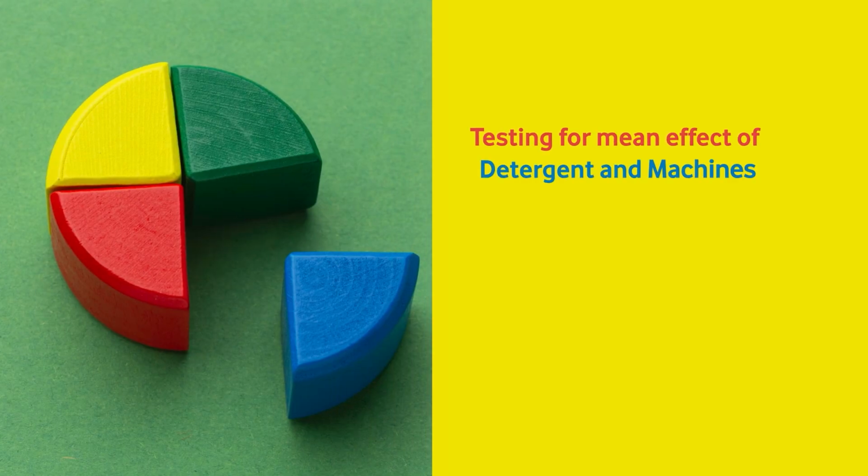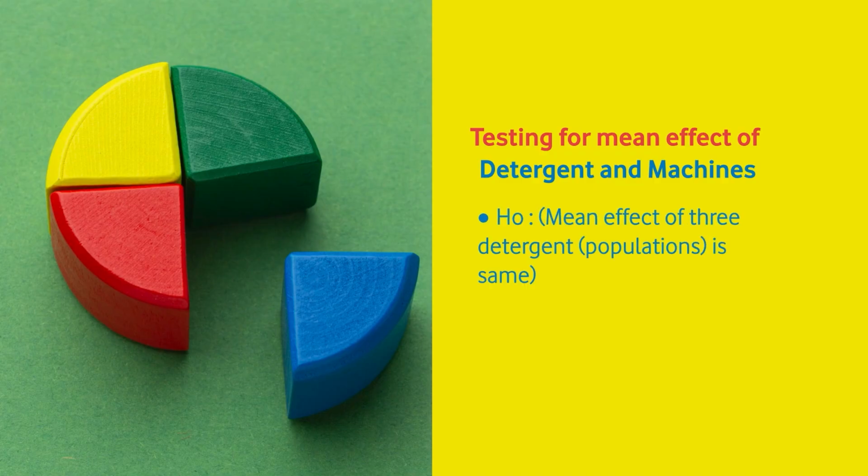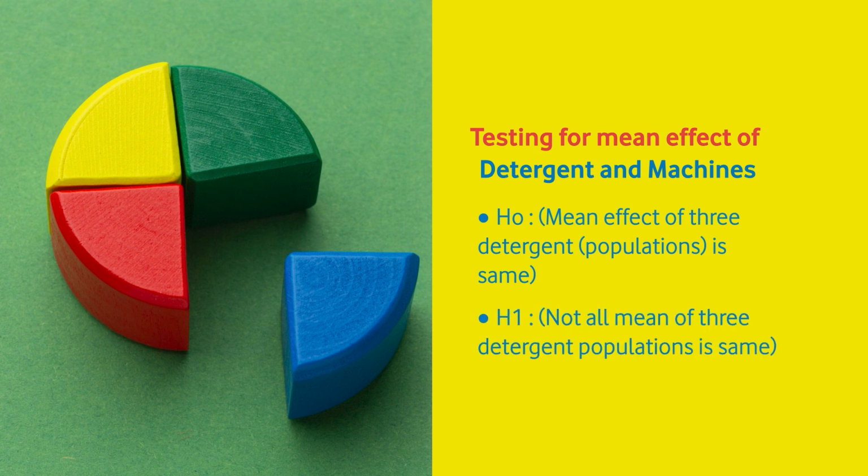So we are testing for the mean effect of detergent and machine. We have 2 sets of hypotheses to be compared, or 2 problems to be considered. One is the null hypothesis, where the mean effect of the 3 detergent populations is the same, against the alternative hypothesis that not all the means of the 3 detergent populations are the same. So this is one problem which you have to compare.